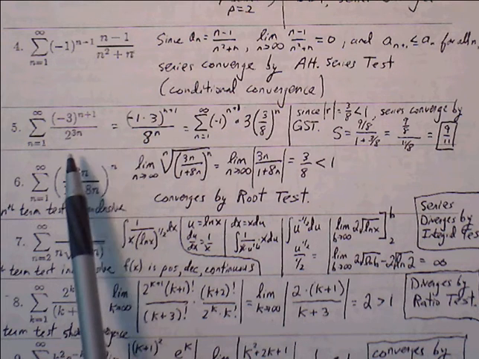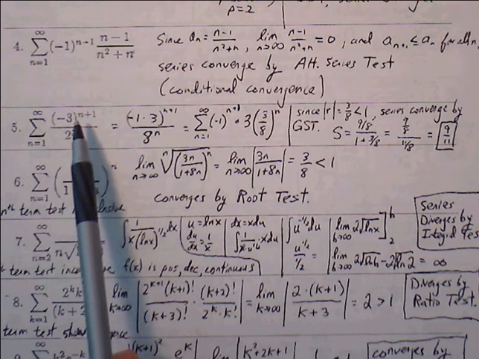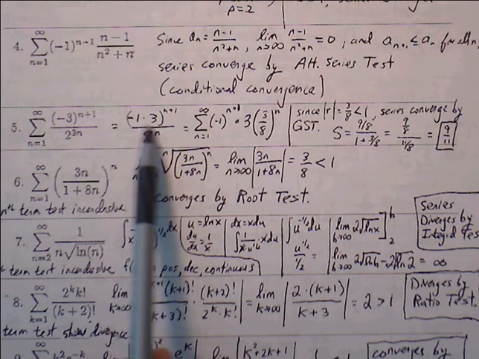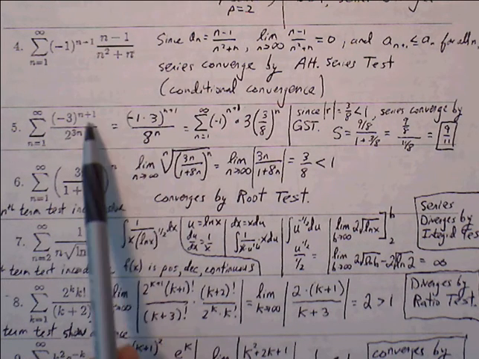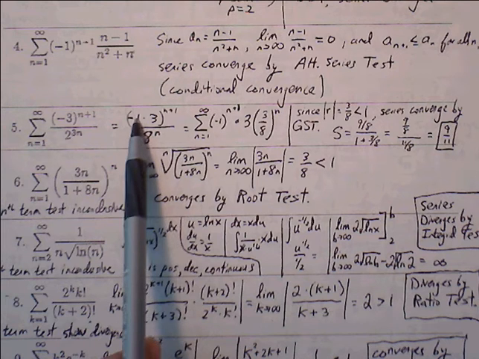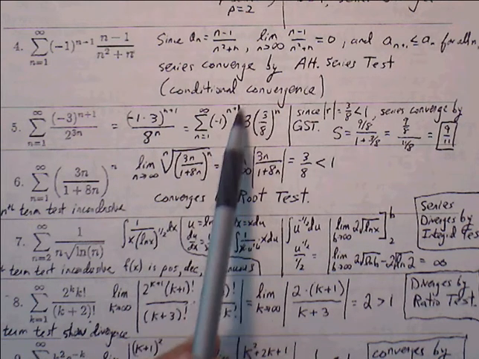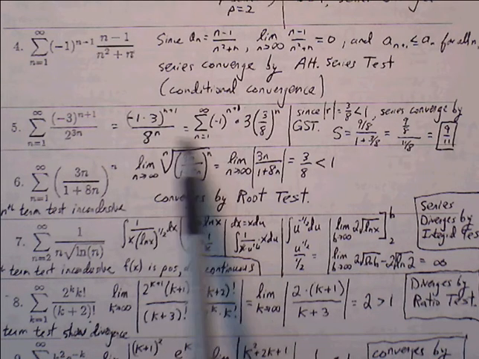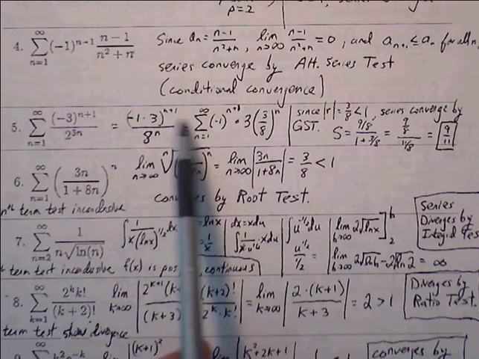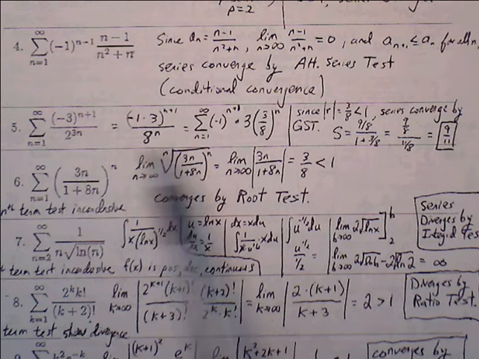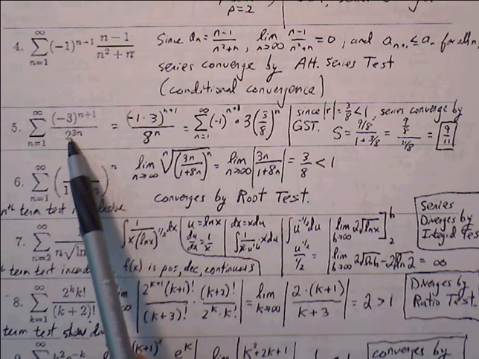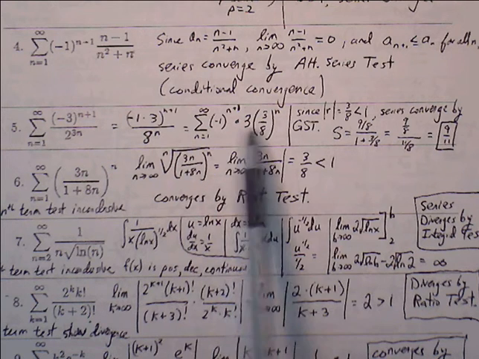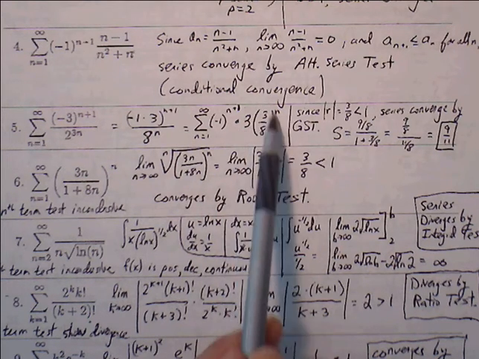Number 5, negative 3 to the n plus 1 over 2 to the 3n. I'm going to try and expand this out here. I can think of this as negative 1 times 3 to the n plus 1, and if I take out the negative 1 to the n plus 1, this is really an alternating series. For the rest of it, I can pull out the 3, and then 3 to the n over 8 to the n, because this is 2 cubed to the n, which I can make 8 to the nth.